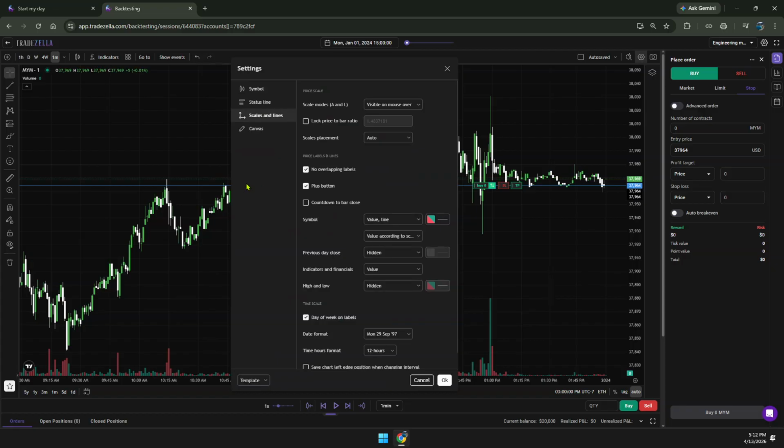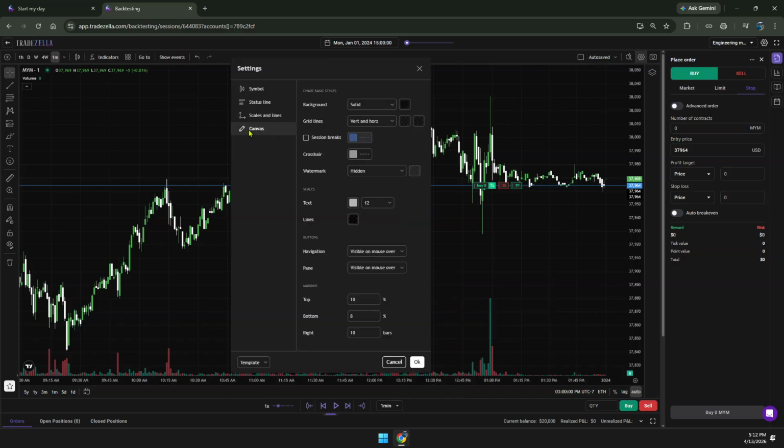Now, I always try to set up my backtesting screen exactly like I have my live one. If you're starting out and this is something new to you and you've not been paper trading or anything, then you're going to find what you like.